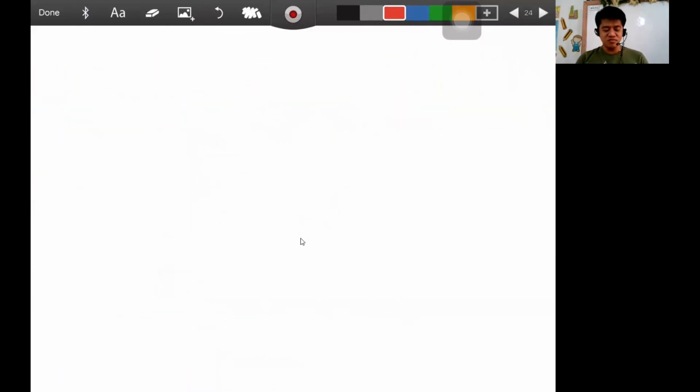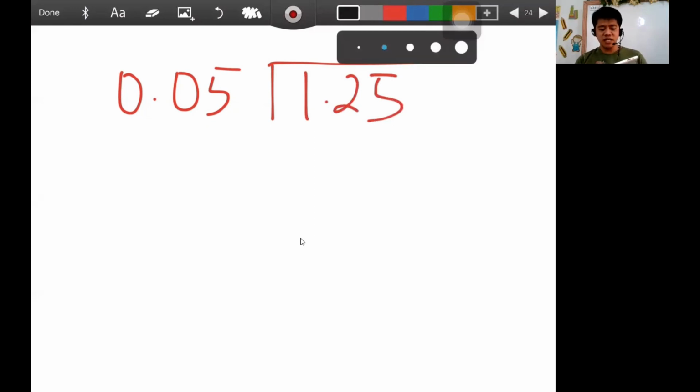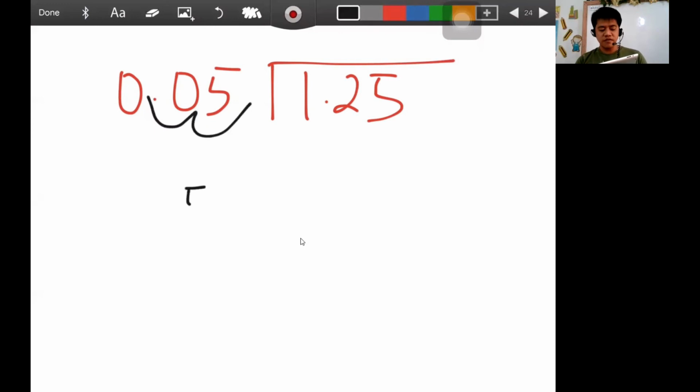For example, 0.05 divided by 1.25. Ang una natin gagawin, bibilangin ko ilang decimal places. 1, 2, kaya magiging 5. 1, 2, kaya magiging 125.